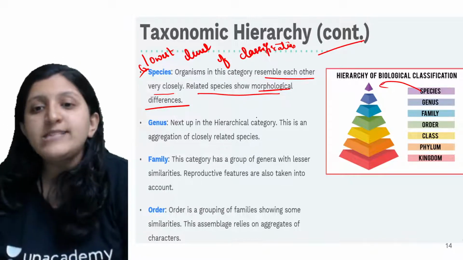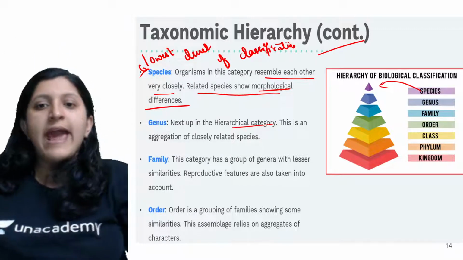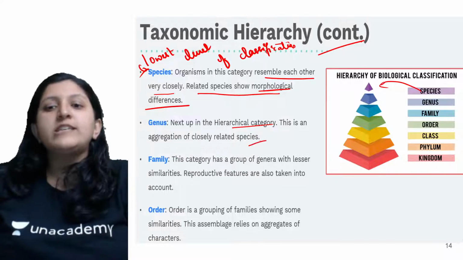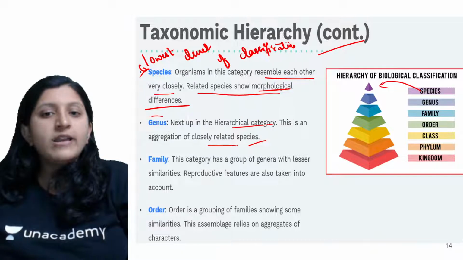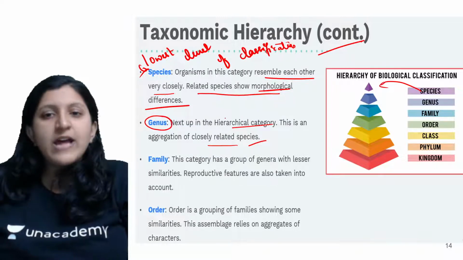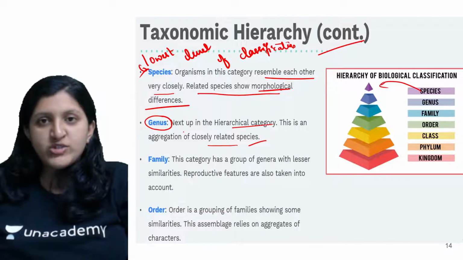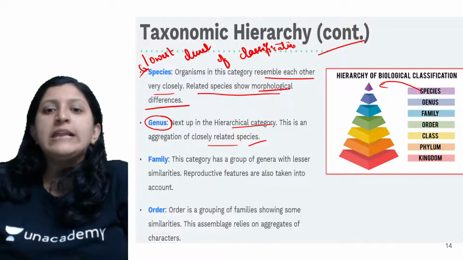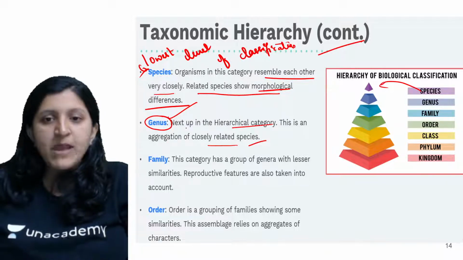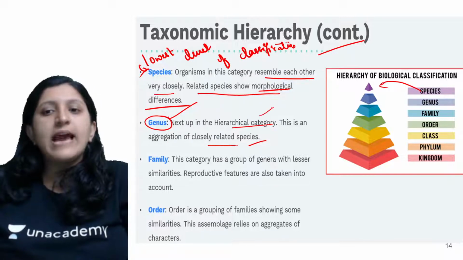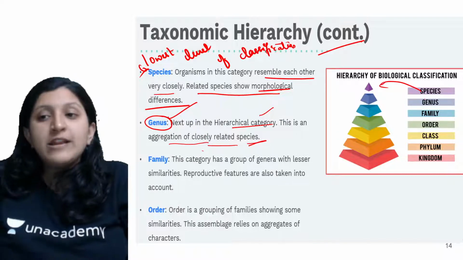Next up in the hierarchical category is the genus, an aggregation of closely related species. Closely related species are kept in the genus, for example Canis. The example which was mentioned, the closely related ones are all kept in the Canis genus itself. So next up in the hierarchy you can find an aggregation of the closely related species.